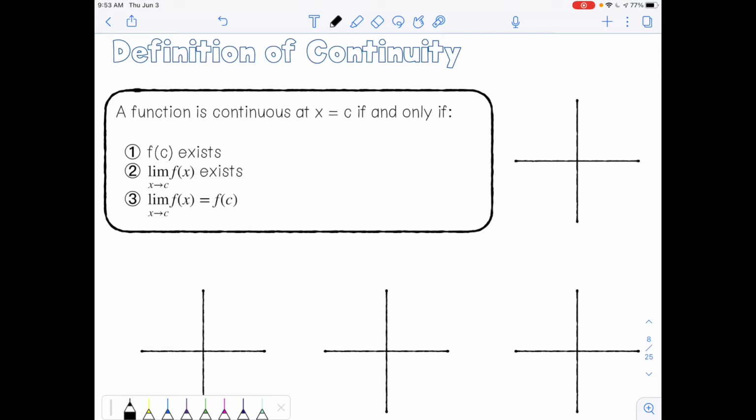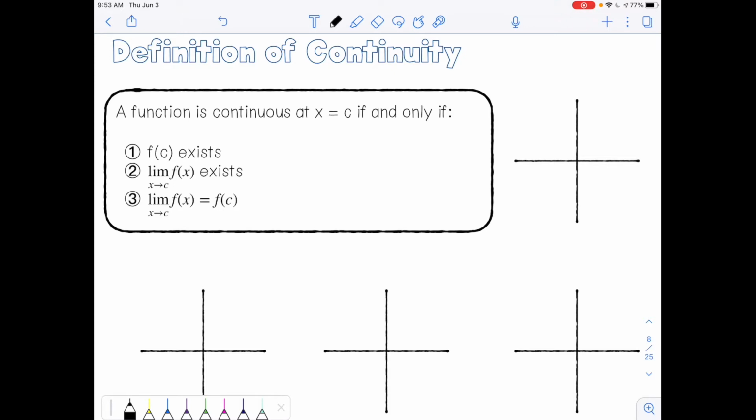So one reason we talk about limits is because it helps us to prove continuity. For the definition of continuity, in order to say that a function is continuous, we need three things to be true. The first thing that has to be true is f of c has to exist. There has to be a solid dot at that point.